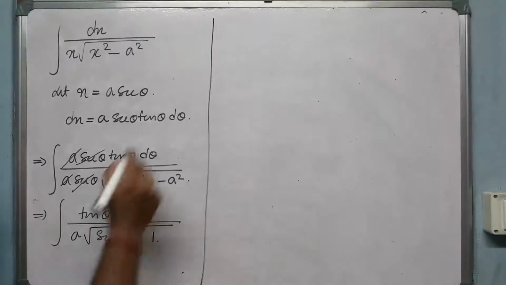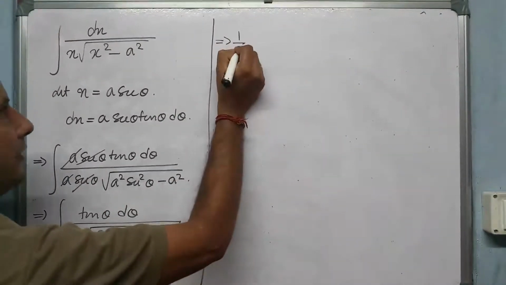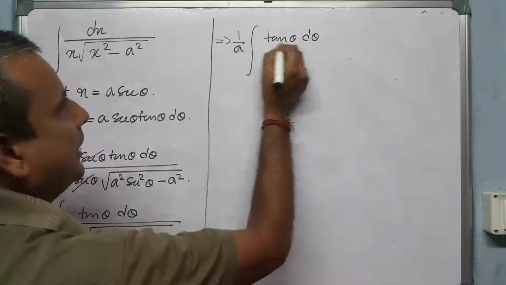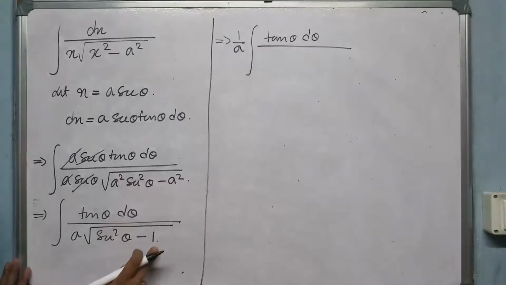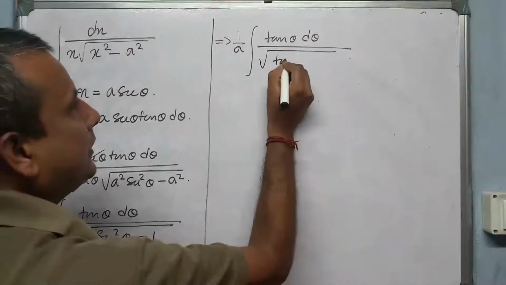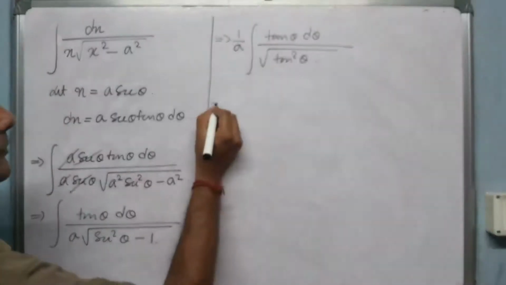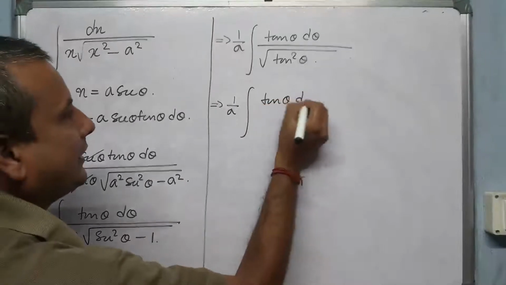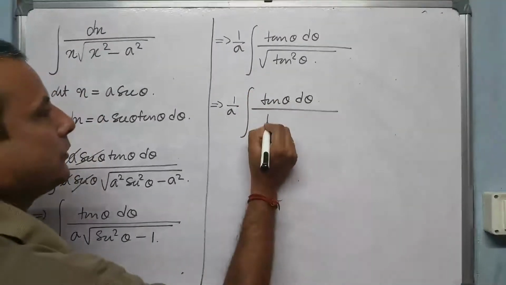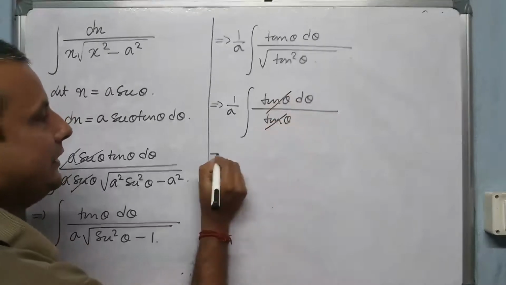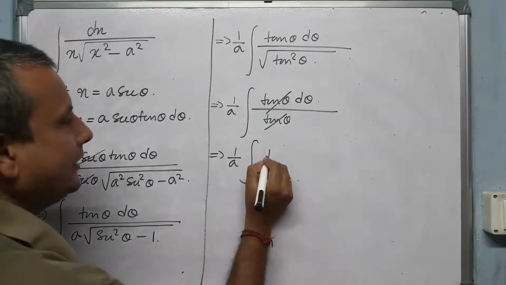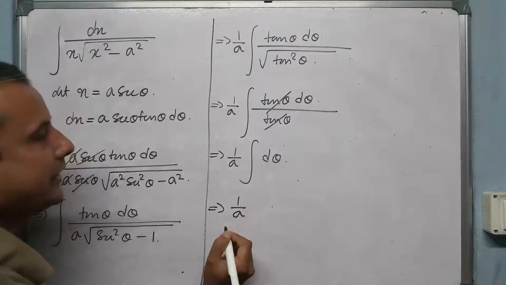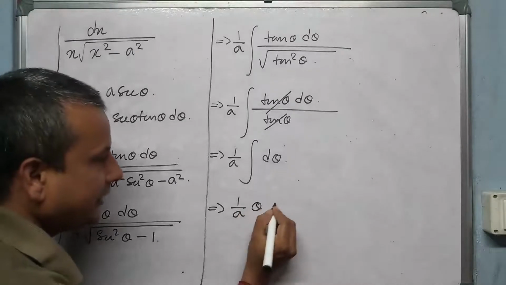Now a is a constant, so outside the integral I'll write the constant quantity. Integration tan theta d theta by under root sec square theta minus 1, which is under root tan square theta. 1 by a integration tan theta d theta by under root tan square theta is tan theta. Cancel. It is 1 by a d theta. Now the integration of dx is x, similarly the integration of d theta is theta plus c.